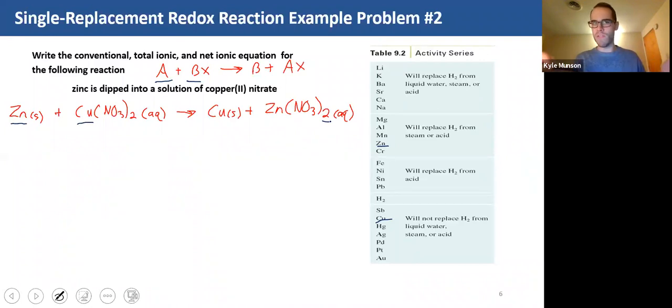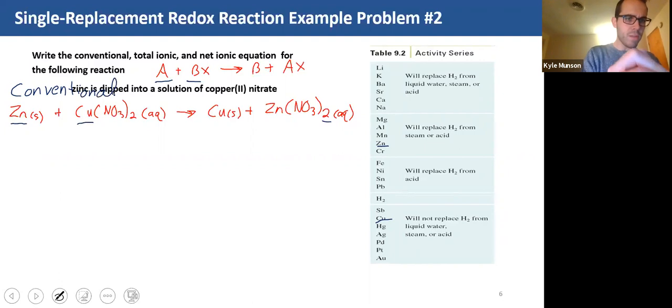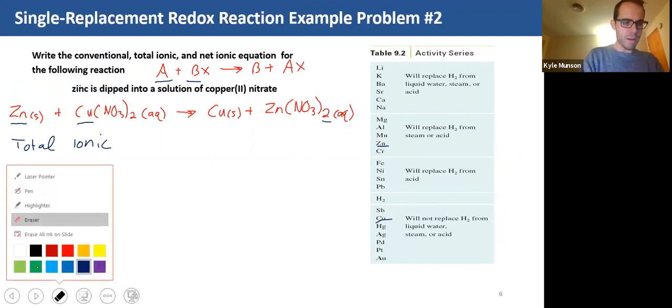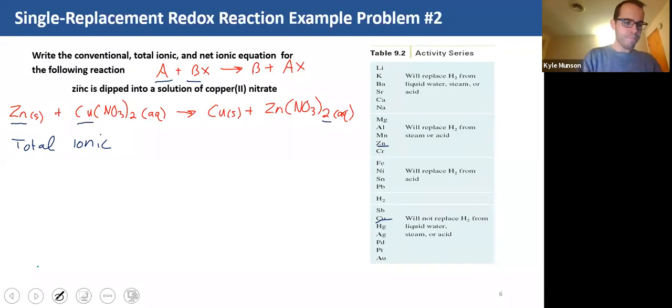But in this case, the equation is already balanced to keep things simple for us. So this would be the conventional equation, okay? Now let's do the total ionic. I'm just going to erase this, because that gets a little confusing, but I'll keep the total ionic there. For total ionic, we break up everything that's aqueous, right?